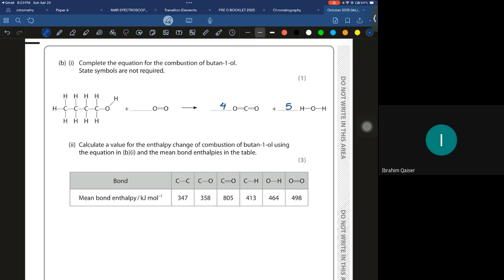Because of the double bond, do we increase the number of carbons or anything? Sorry, oxygens. Increase the number of what? No, sorry, that's a stupid question.